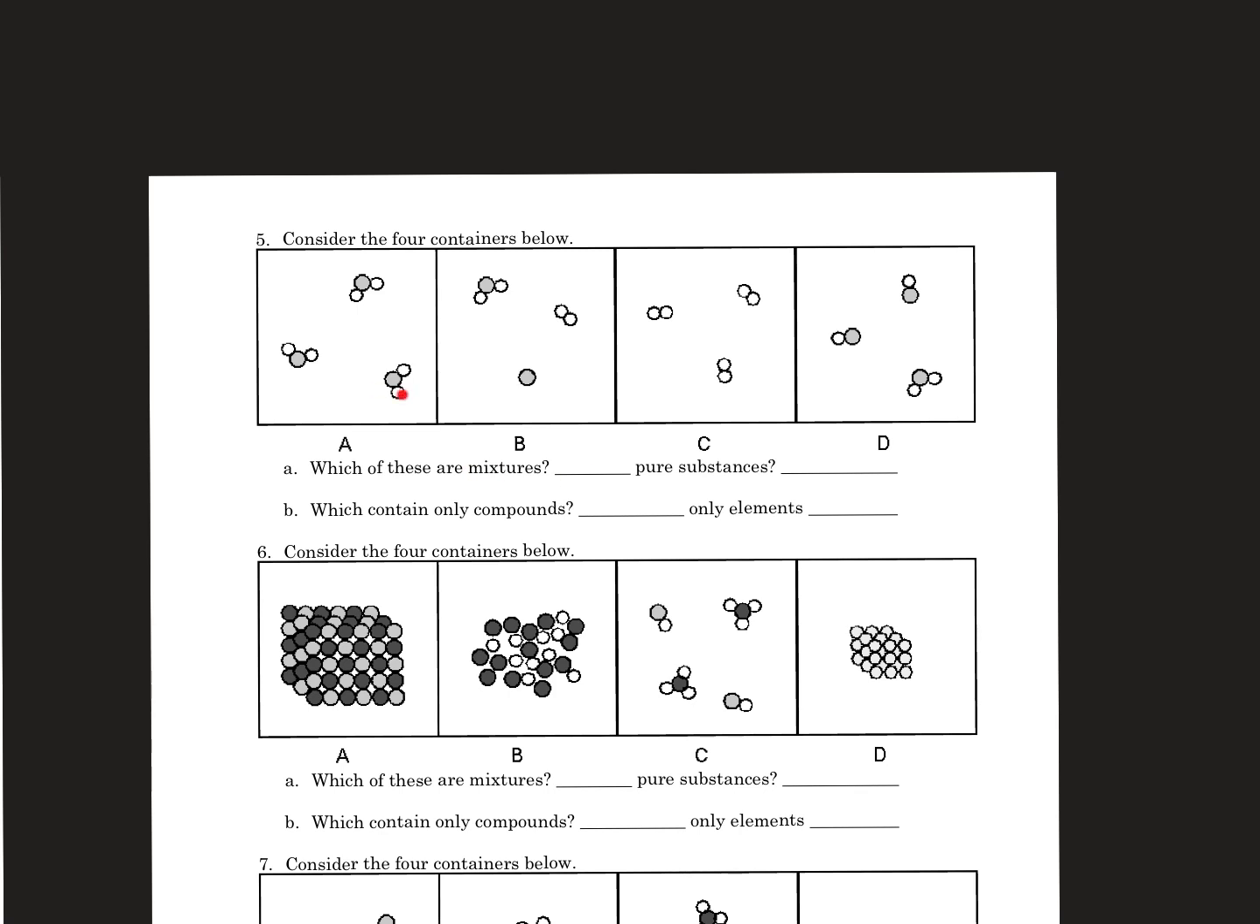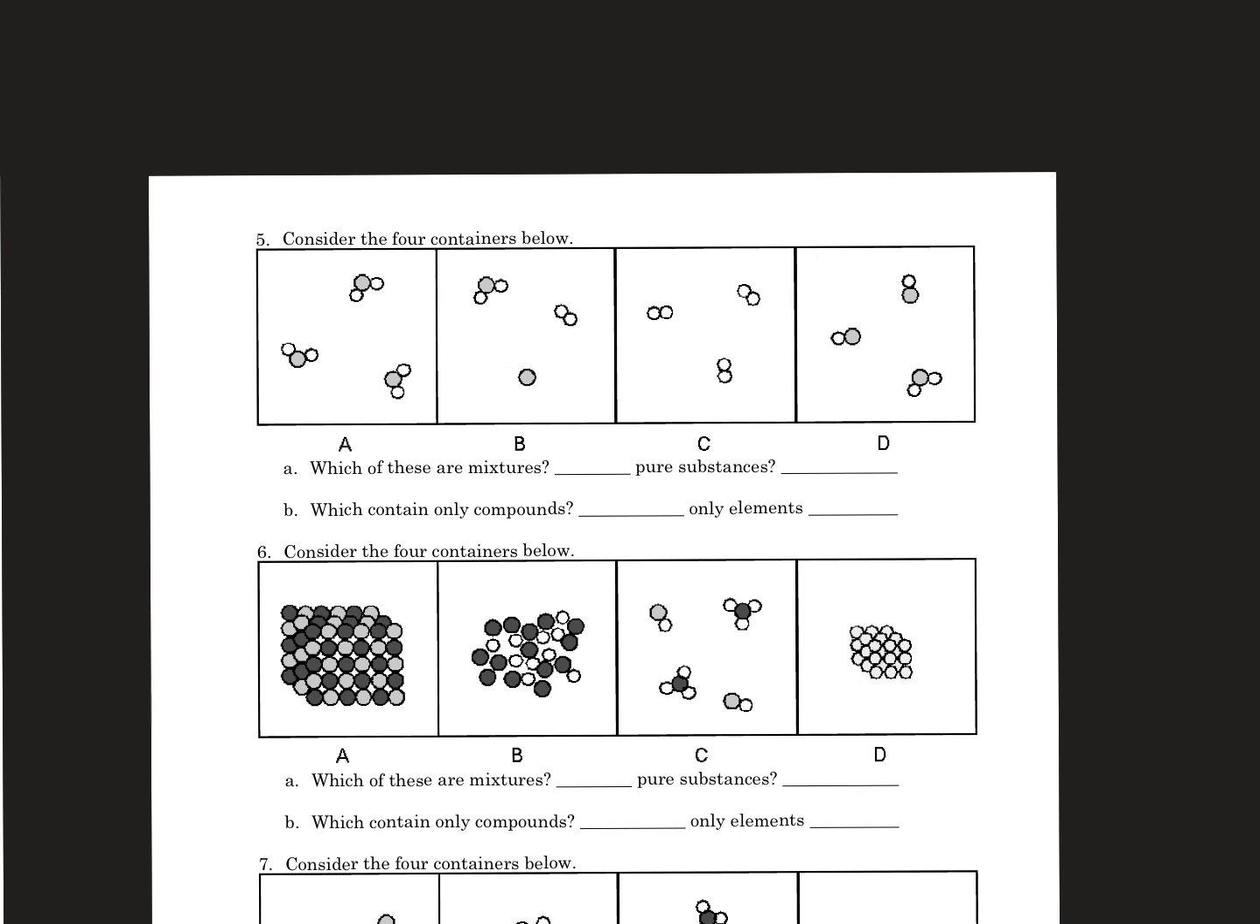Which of these diagrams is a mixture? A is not a mixture. These are all identical particles. This molecule is identical to this molecule, is identical to that molecule. They are all the same, so that is not a mixture. This, however, B, is a mixture. We've got a mix of this molecule and that molecule and this atom. They are all different, so we've got a mixture.